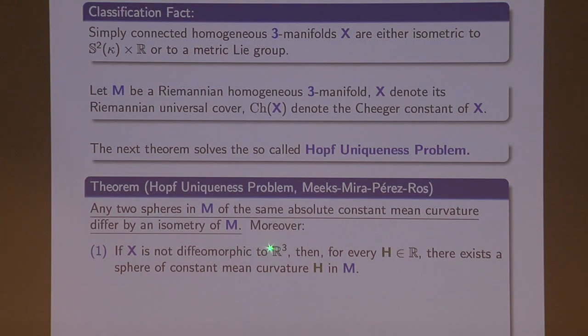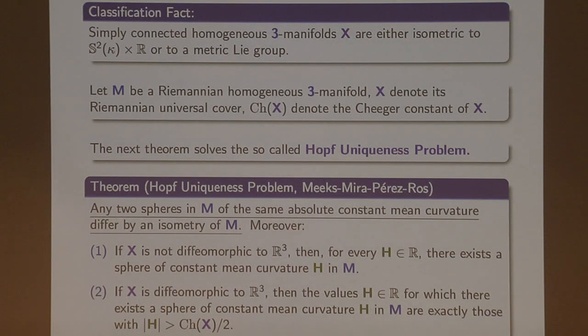It says, if the universal cover is not diffeomorphic to R3, then you have an example for every possible mean curvature. And notice that I said two spheres have the same absolute mean curvature. That's a question of orientation. You can change the normal field, and you change the sign of the mean curvature. So it's really the absolute mean curvature. Here I'm thinking of any number, possibly negative.